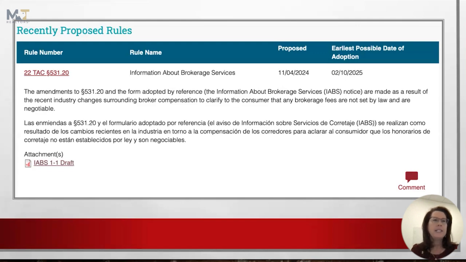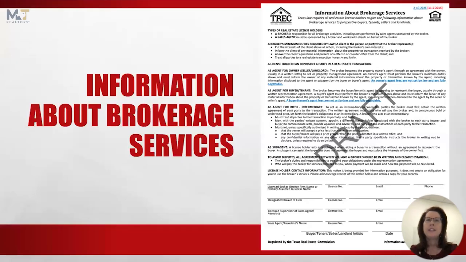So let's read and see what they are doing. According to the amendments to 531.20 and the form adopted by reference, the Information About Brokerage Services (IABS) notice changes are made as a result of recent industry changes surrounding broker compensation, to clarify to the consumer that any brokerage fees are not set by law and are negotiable. And you will see that we also have it in Spanish, so you understand it.